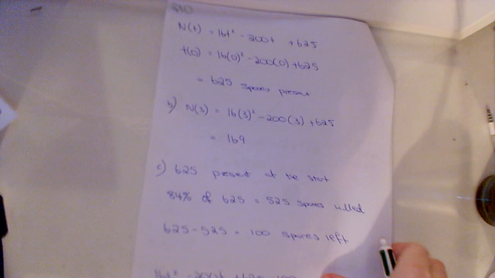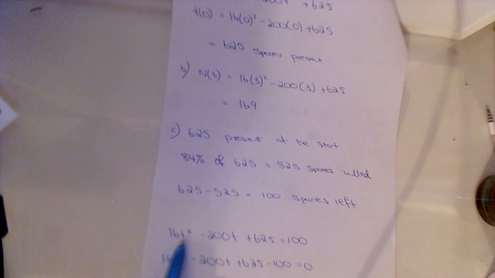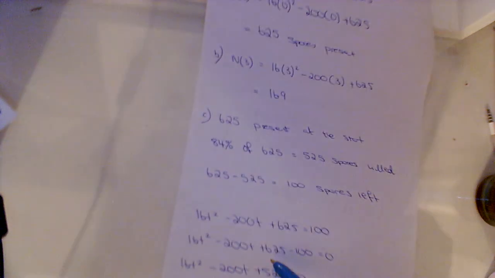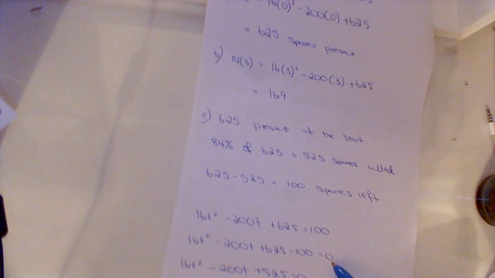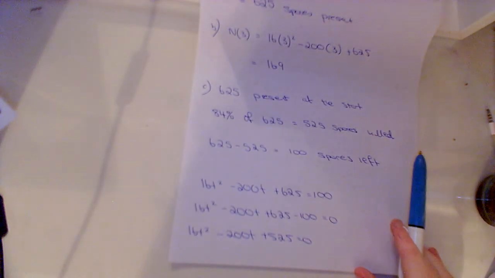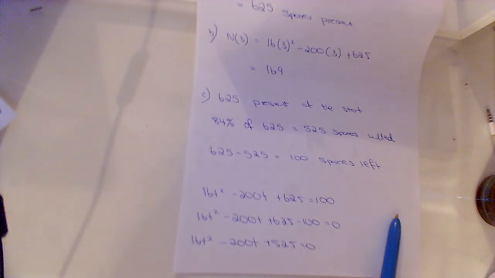So what I need to do, using my original equation, is find out when there will actually be 100 spores left. So I have 16t squared minus 200t plus 625 is equal to 100. Then I have 16t squared minus 200t plus 625 take away the 100 is equal to 0. So then I get 16t squared minus 200t plus 525 is equal to 0. What I did there was I got 84% of 625, and they wanted 525 spores killed. So if the start was 625, I take away the 525 and see what was left, and there was 100.